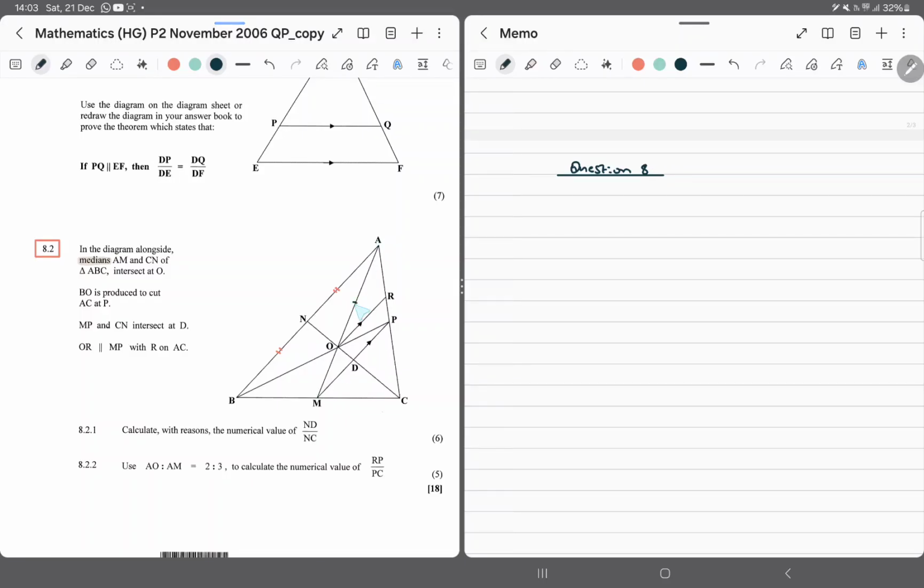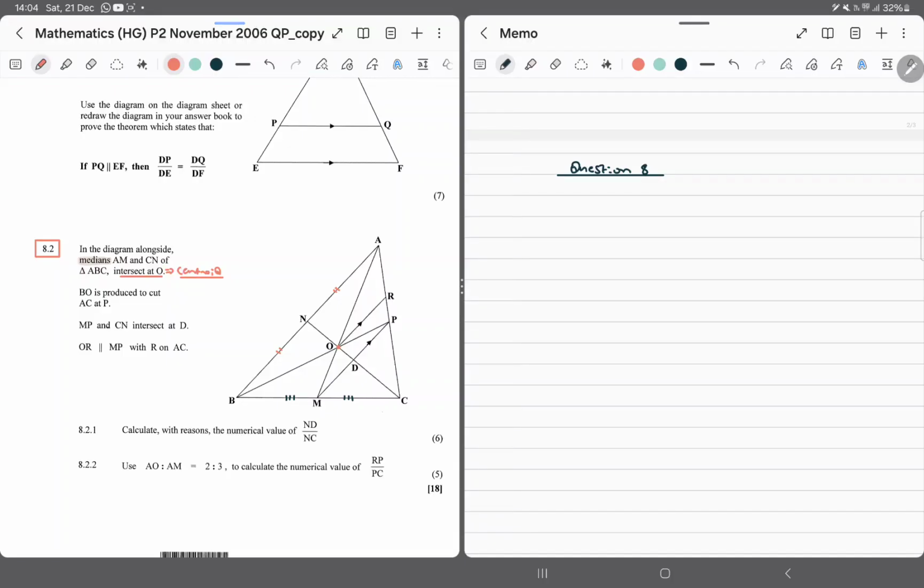Now AM is also a median. AM being a median, it means it will bisect that side BC of this triangle. But now, do you notice something? The medians are coming together at that point, and we call that point the centroid. We're told these medians of ABC intersect at O, and this means O is the centroid.